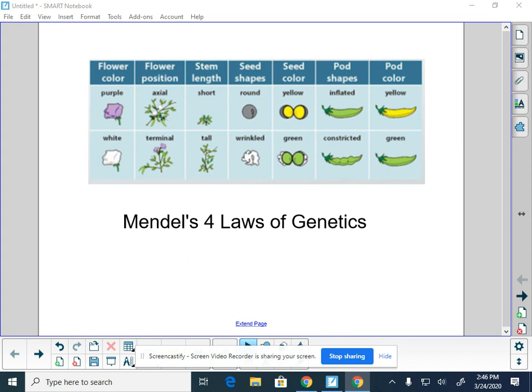So when Mendel looked at his pea plants, he looked at 7 different traits. And of the 7 traits he looked at, there was 2 possible variations. So for example, stem length, the stem was either short or it was tall. There was nothing else. For seed color, it was yellow or it was green. There's 2 possible phenotypes for whatever trait he happened to look at.